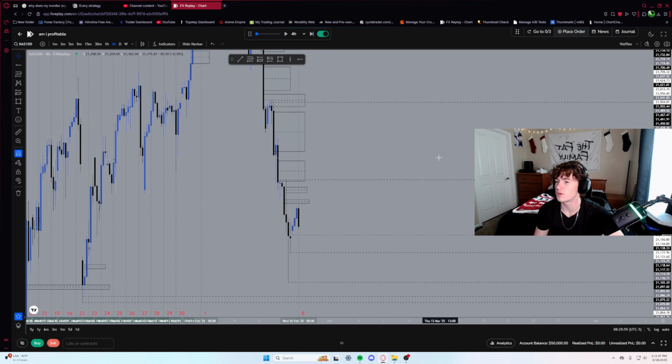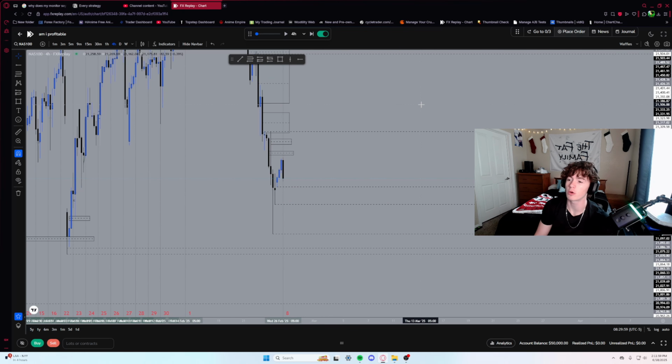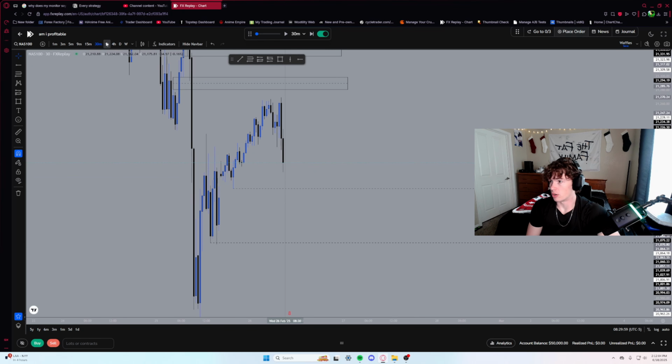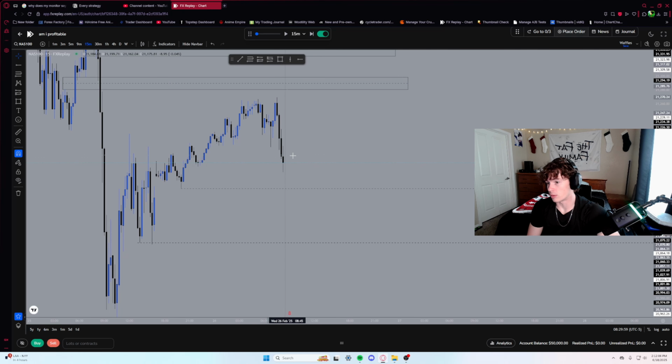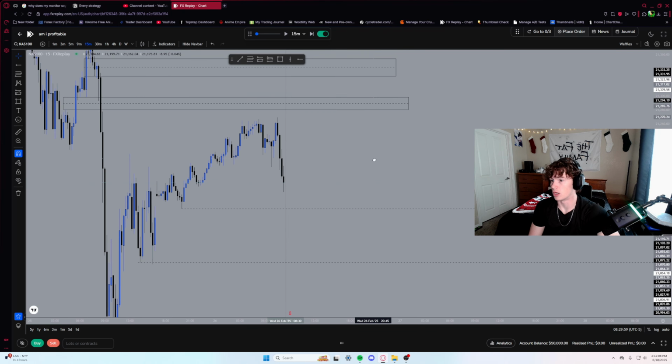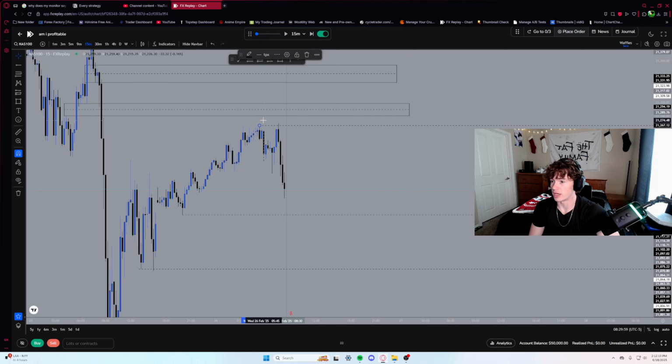I already have all the high time frame stuff. On the 4 hour, we are bearish. On the 1 hour, we are bearish. 30 minutes, we are bearish. 15 minute, look at this candle. We are bearish, especially after that one. Here we go. So, we have a high right here.